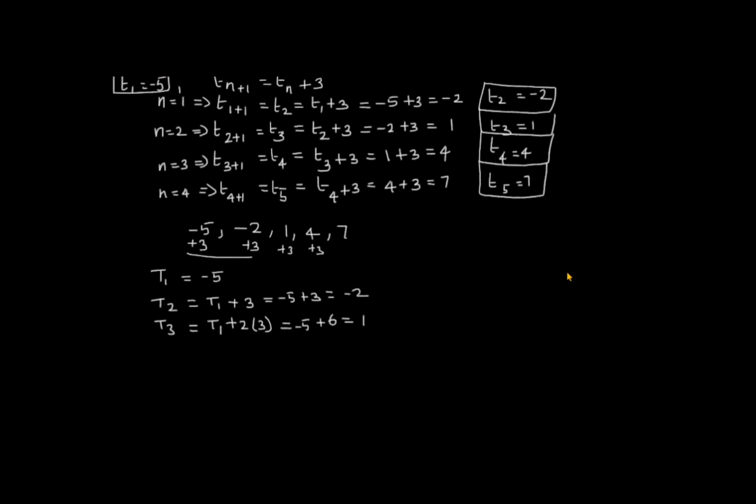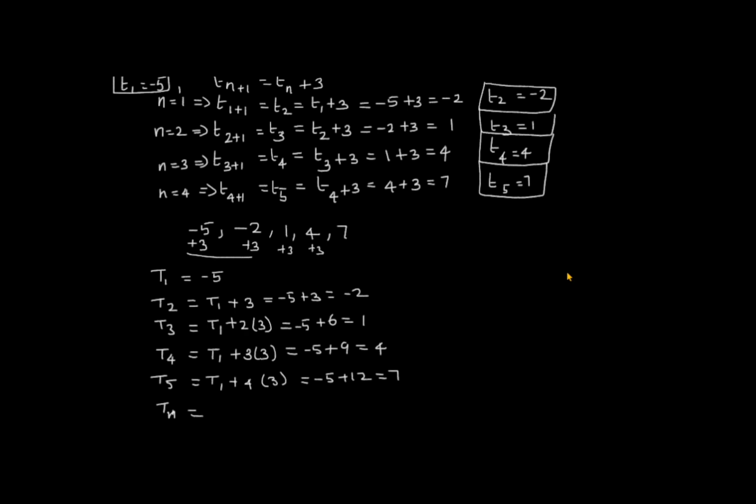Now for T4, T1 plus 3 times the number 3. So T1 is minus 5, 3 times 3, 9, we are getting 4. Then T5 is equal to T1 plus 4 times 3 is equal to minus 5 plus 12. We are getting 7, which means, how to find Tn?